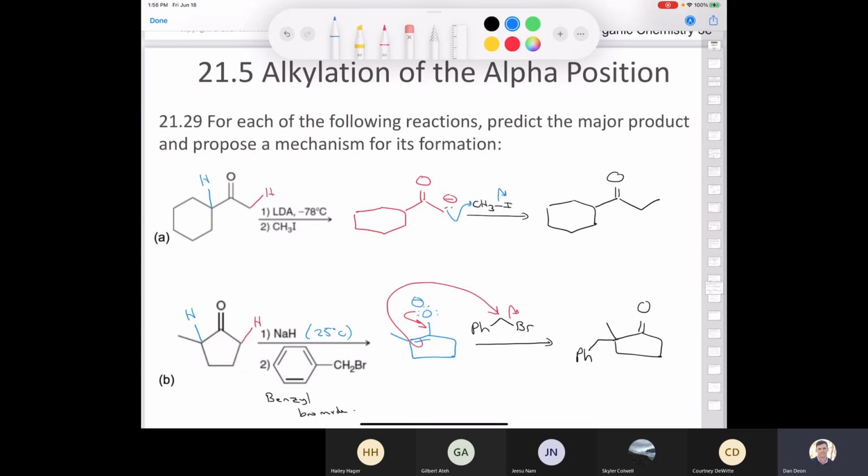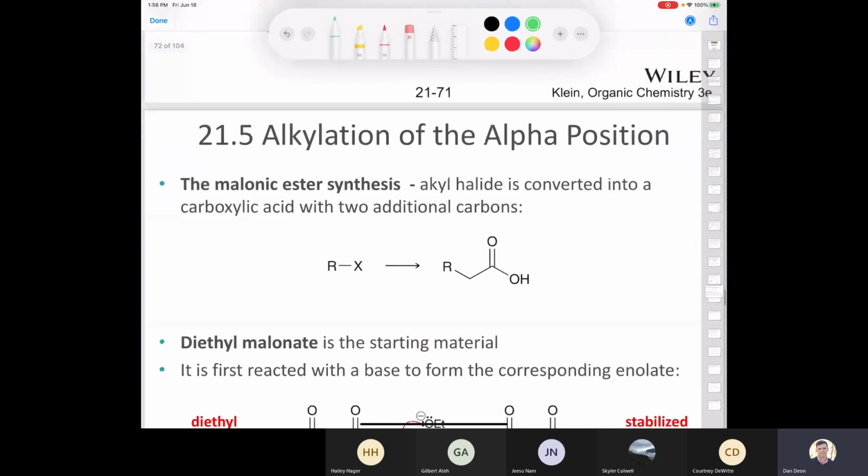So that was the first one, kinetic enolate formation. And the next one dealt with thermodynamic enolate formation, okay? And we've learned about the conditions that are required to make the kinetic enolate and thermodynamic enolate, and we saw how we can do alpha alkylation. Well, the good news is that there are even more cool ways to do alkylation at the alpha position of a carbonyl compound. Let me show you some other things that we can do here.